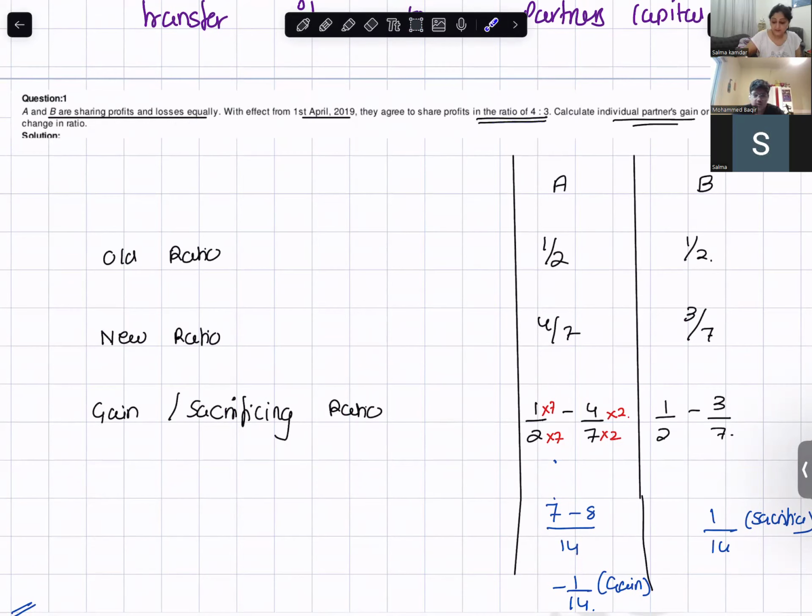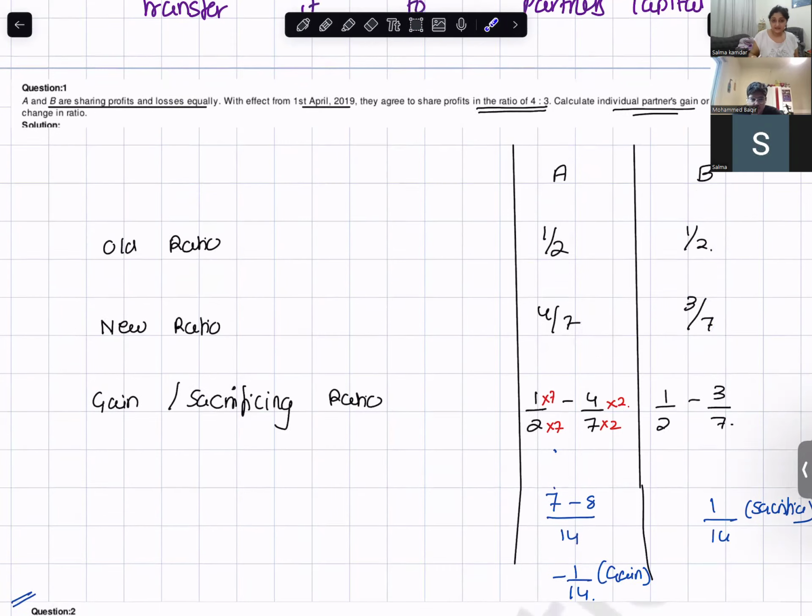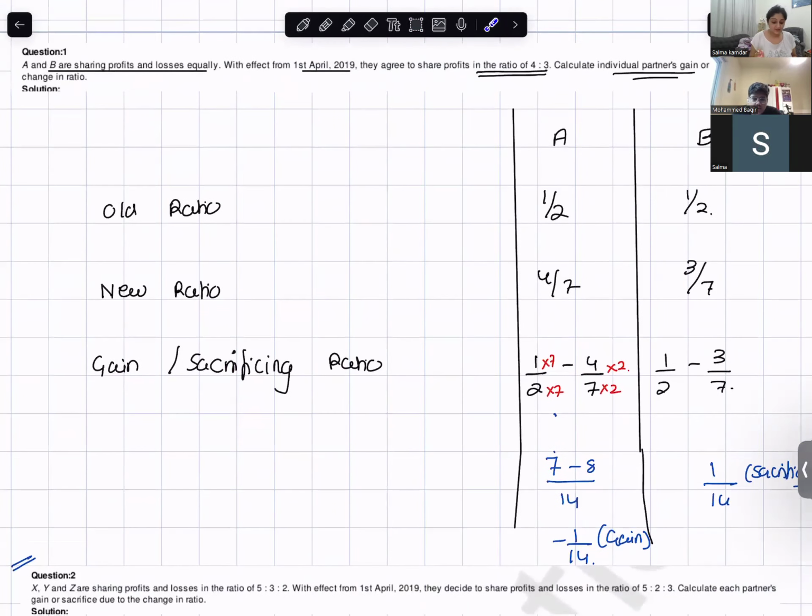So first I have the partners A and B. Their old ratio was they were sharing profits and losses equally. That means they were sharing half half. Now they agree that they are going to share profits and losses in the ratio of 4 to 3. 4:3. That means it will be 4 by 7 and 3 by 7. Now I have to calculate the sacrifice or gaining ratio. How do I do that?